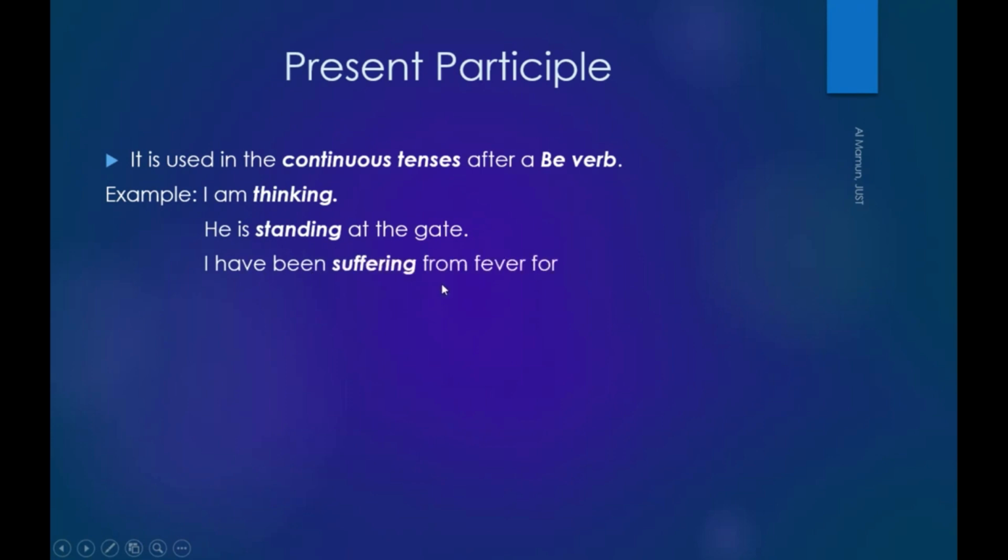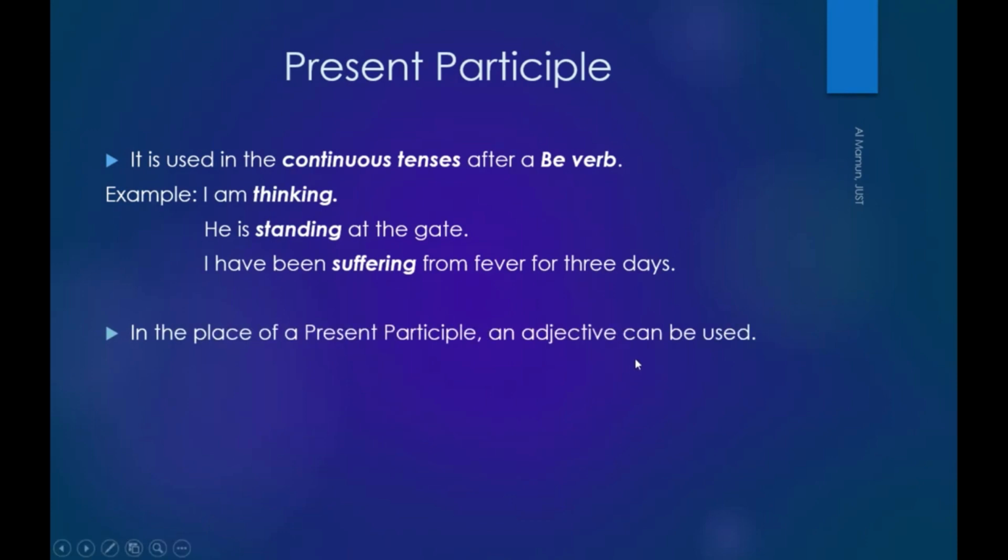I have been suffering from fever for 3 days. There is a present perfect continuous, and in all the continuous tenses you can have a present participle form of the verb. In the place of a present participle, an adjective can be used. That is, an adjective can replace the present participle. For example, I am thoughtful. So you could say I am honest, you could say I am tall, and also instead of thoughtful you could use I am suffering or I am thinking.